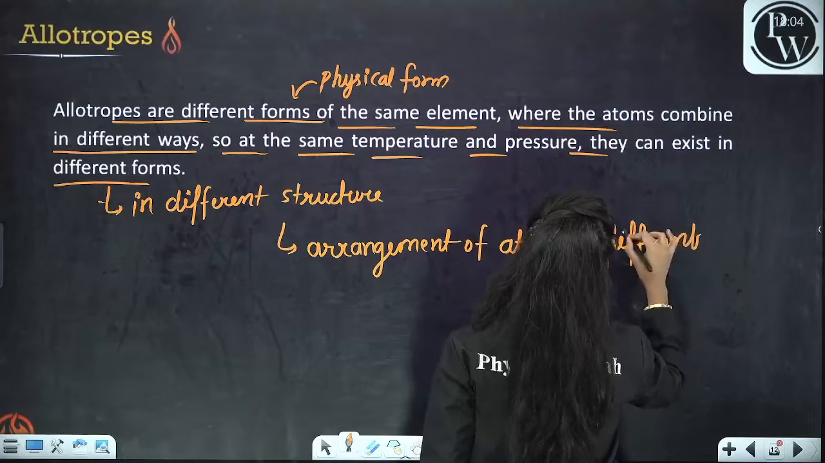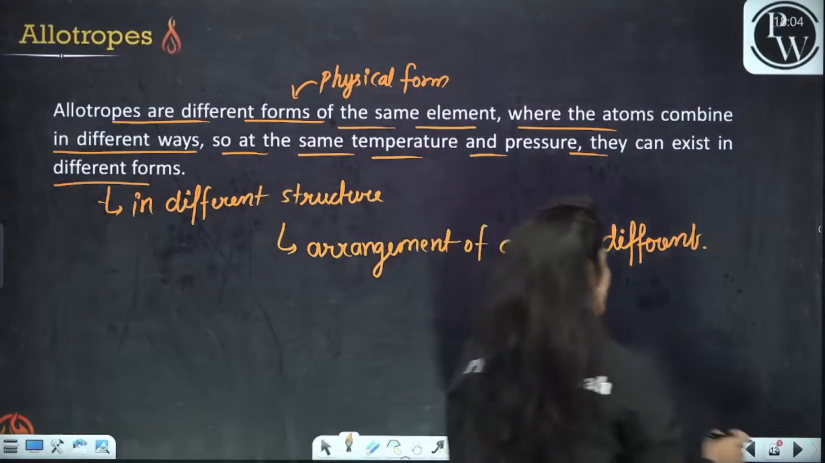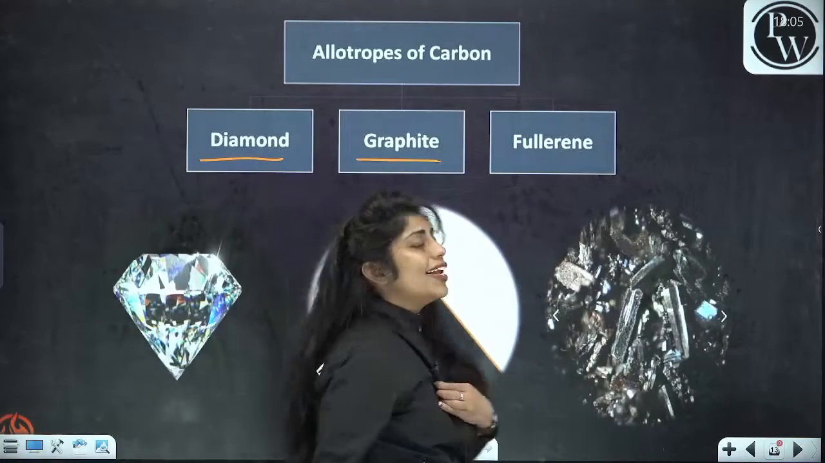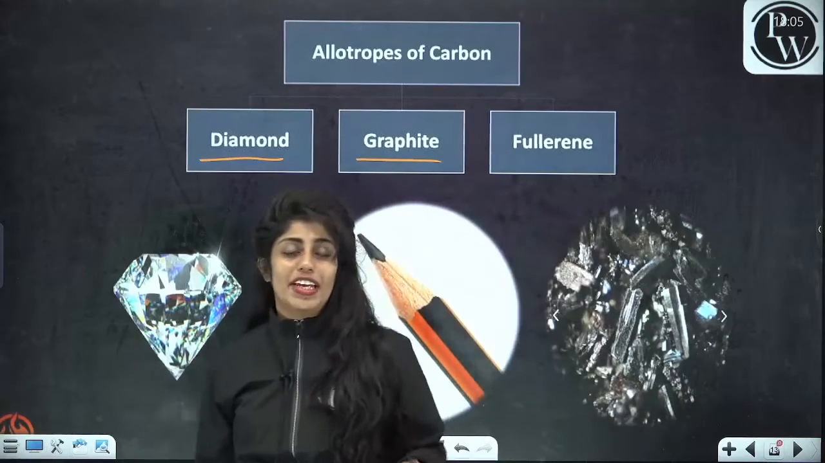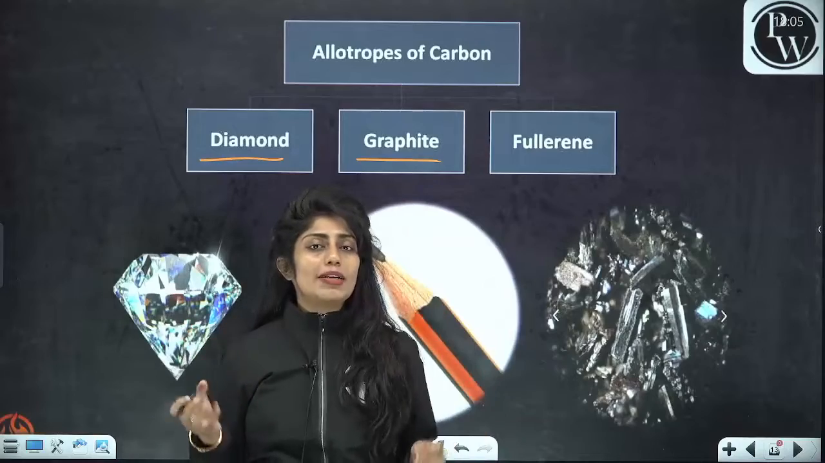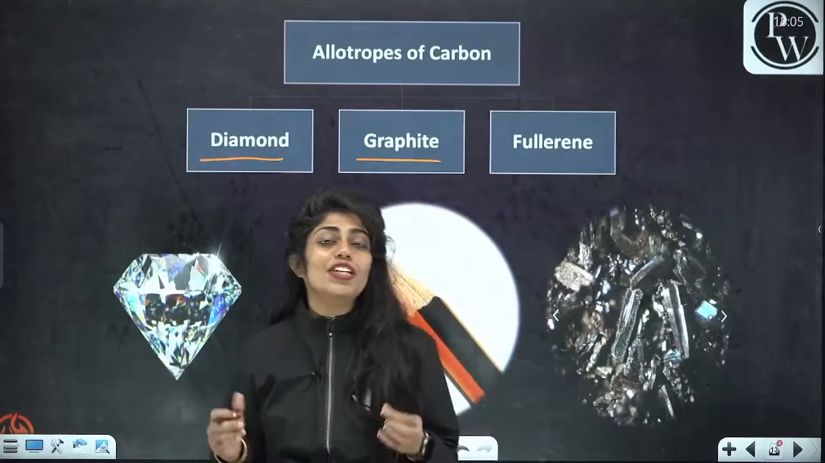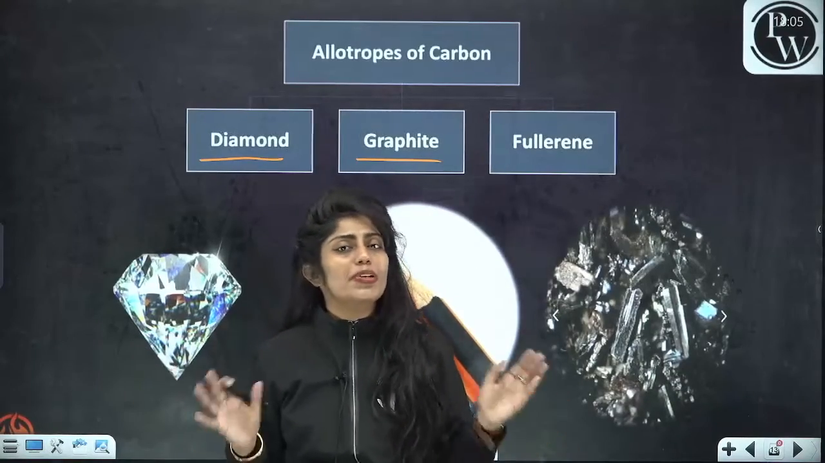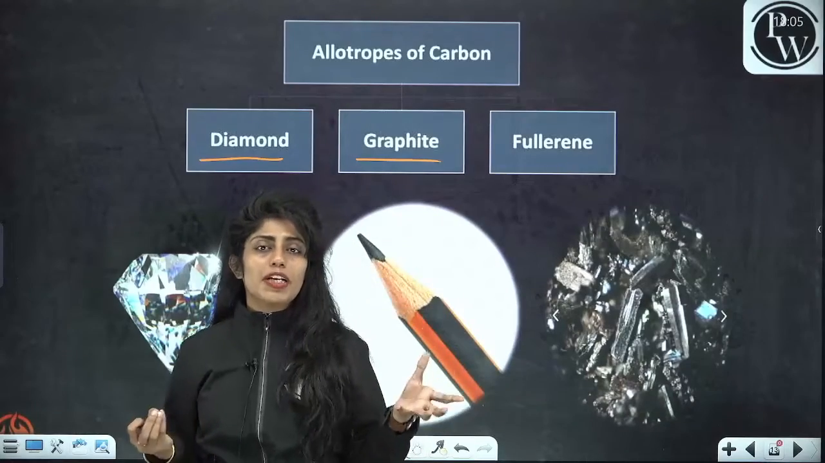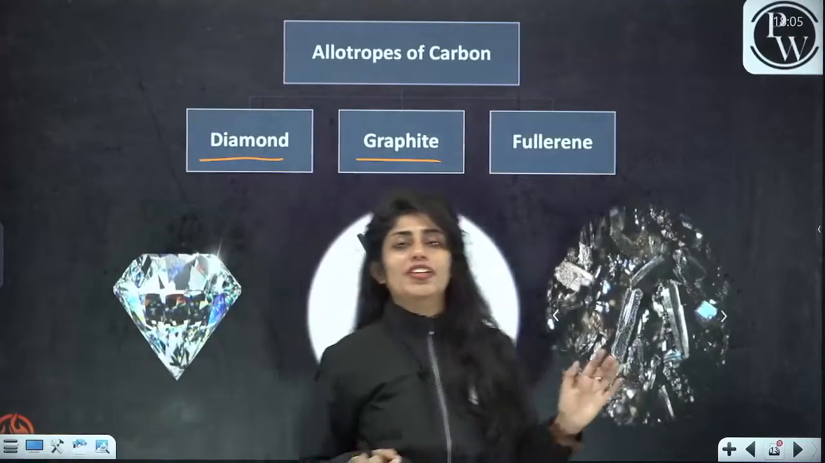As I told you, carbon has 3 allotropic forms. One is your diamond, another is your graphite, and the last but not the least, fullerene. So basically, we can clearly say that the arrangement of atoms is different, their physical form is different. So we can say the physical properties are different, but the chemical properties will generally remain the same because the whole diamond is made up of carbon. The whole graphite is made up of carbon, as well as the fullerene.